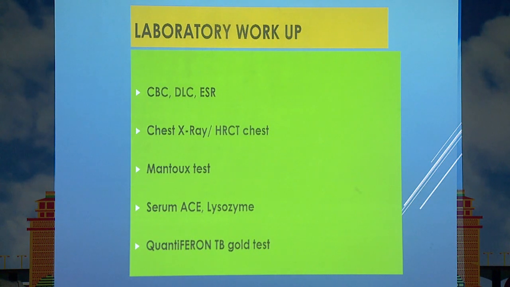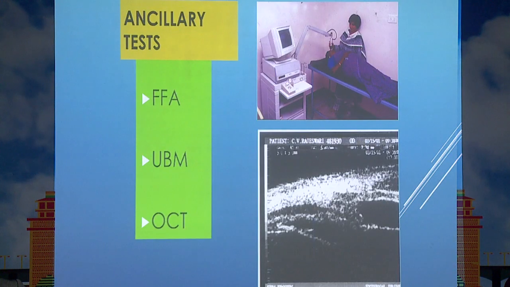What workup do we expect in a case of intermediate uveitis? You usually do a complete blood count, particularly the DLC and the ESR. We look for a chest X-ray and HRCT chest to rule out tuberculosis and sarcoidosis, Mantoux, serum ACE and lysozyme for sarcoidosis, and the QuantiFERON TB Gold test. The ancillary tests we do are angiography, UBM, and OCT.